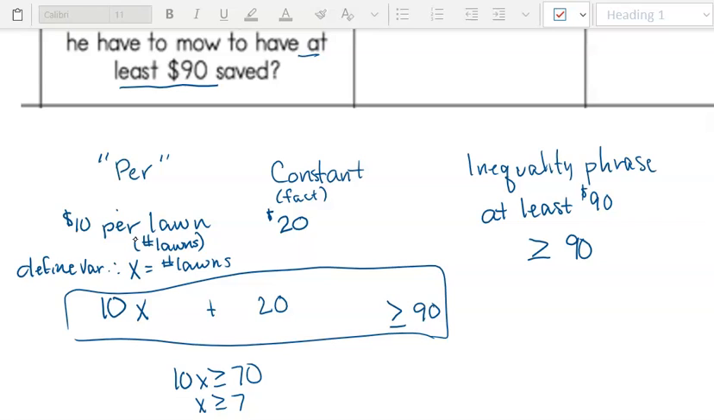And we can always check this and make sure that we got it right, because if I put 7 in for x, 10 times 7 plus 20 is greater than or equal to 90. I get 90 is greater than or equal to 90. So that's my check step. 7 is a solution to this inequality. It's in the solution set, and so are all the numbers that are bigger than 7. But the minimum he makes is $90.